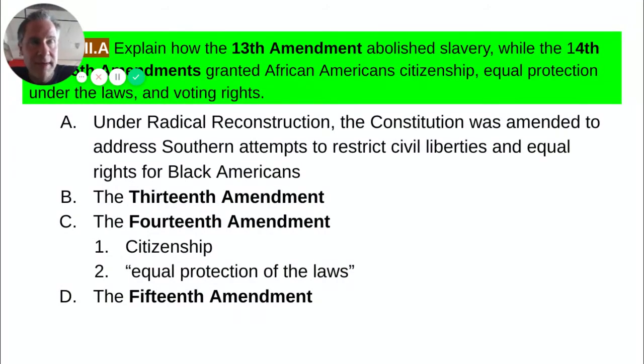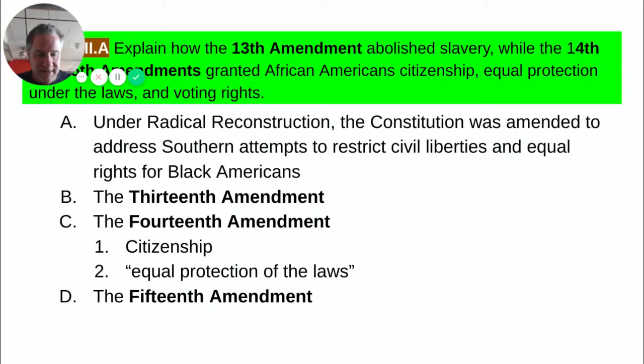The 14th Amendment deals with 2 primary issues. One is citizenship, because as you remember, the Dred Scott decision before the Civil War said no Black person in the United States is a citizen, which means they can't vote, they can't sit on juries, and they can't file lawsuits. So it takes a constitutional amendment to override a Supreme Court decision, and that's what the 14th did.